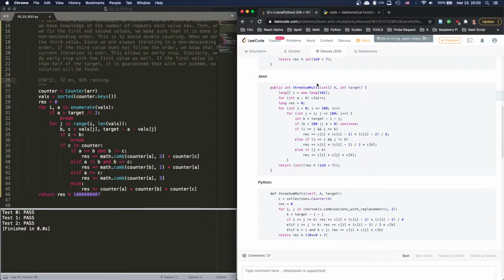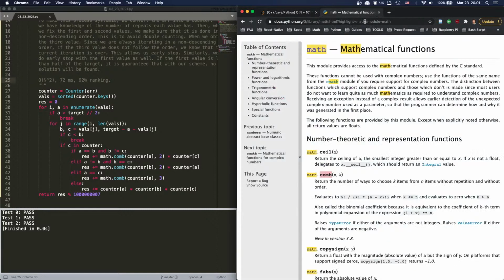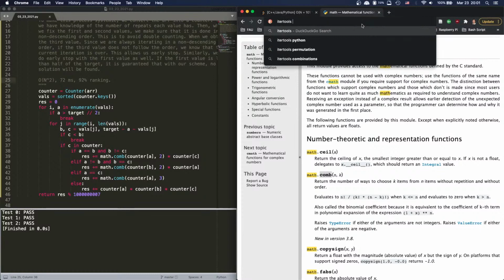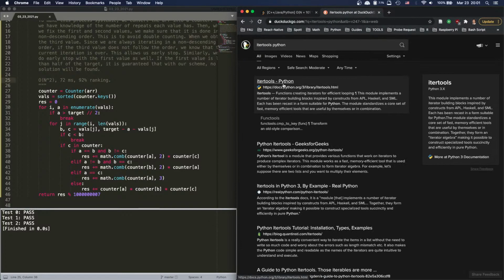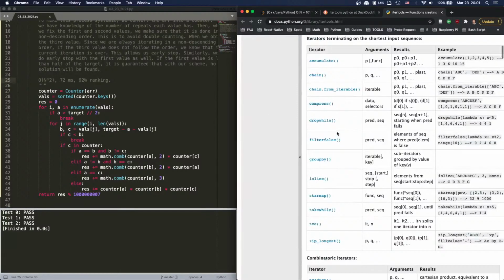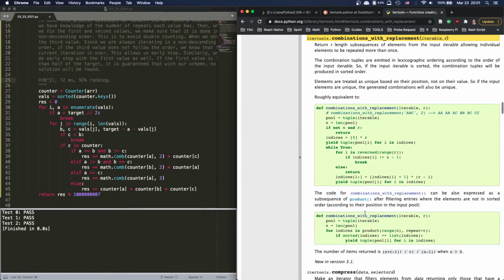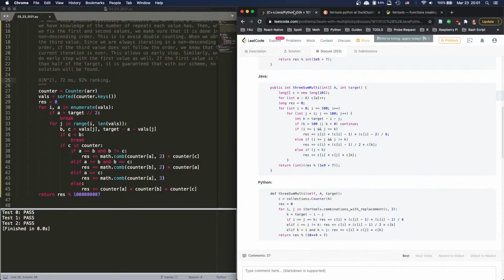Combinations with replacement. Okay. That's a good use of combinations with replacement. Let me see. LeetCode has combination with replacement. I do not know. Oh wow, combination with replacement. Nice. Yes, that's basically what it is.